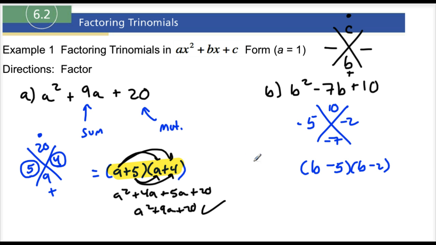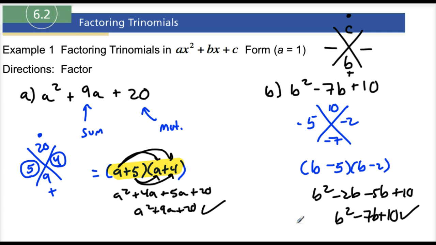You can check your answer again by multiplying it out, and I'm going to do that here for this example as well. b times b is b squared. b times negative 2 is negative 2b. Negative 5 times b is negative 5b. And negative 5 times negative 2 gives us positive 10. Add those together, so b squared minus 7b plus 10. b squared minus 7b plus 10. Same. We're good.